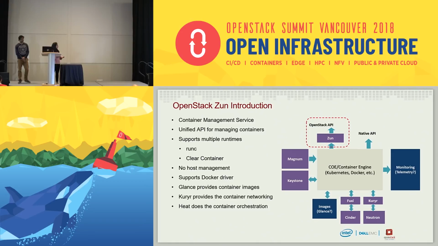Today Zun supports the Docker driver for running your containers, and it leverages other projects, like Glance, for providing the container images. It downloads the images from Docker Hub, and also has an option of saving images to Glance. You can also use the image from Glance. So Zun has image drivers, for example the Glance driver and the Docker driver, which downloads the image from Docker Hub. And for the networking purpose, we use Kuryr. Kuryr provides the networking resource for the containers in Zun.